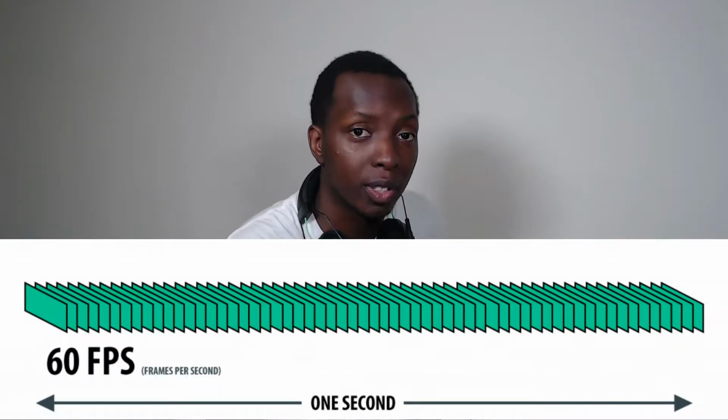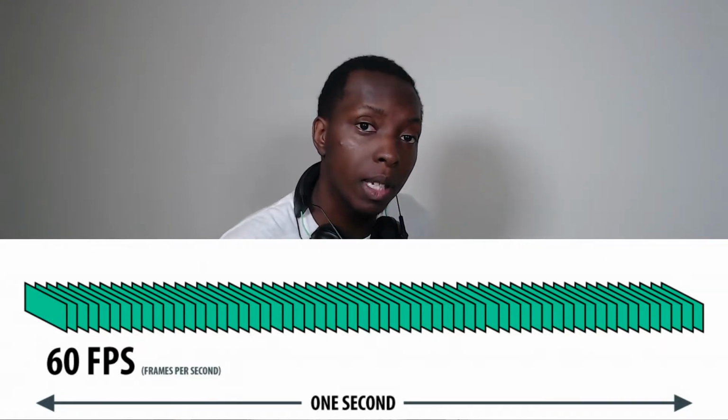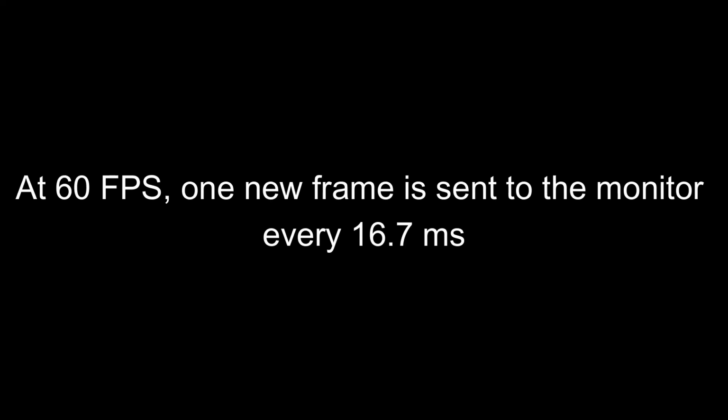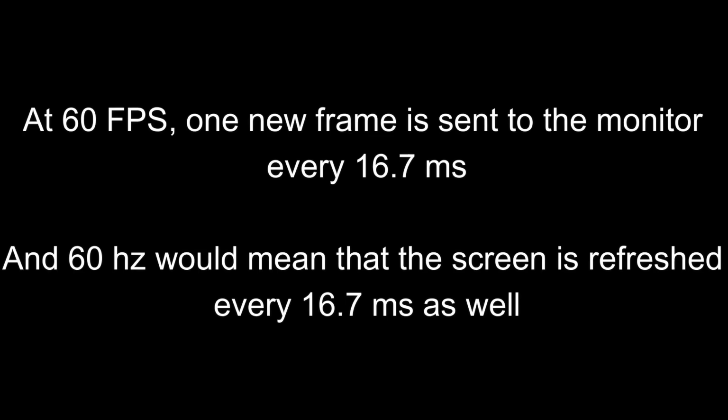So to get a little bit more into it, let's say that you had a computer that was generating 60 frames per second. That would basically mean that every 16.7 milliseconds, there's one still image sent to the computer. And if you had a monitor that ran at 60 Hertz, then that means every 16.7 milliseconds, that monitor would be able to refresh the screen and show you the data that got sent over.